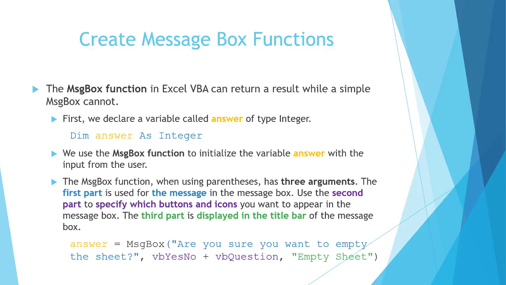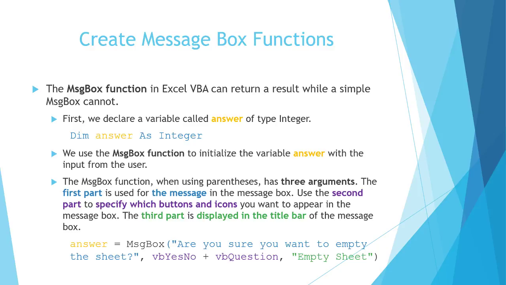And to make that a little bit more obvious, we're going to make our variable for this message box function called answer. So we're going to declare a variable called answer of the type integer, so dim answer as integer, and then we're going to define answer, the variable, as an input from the user.